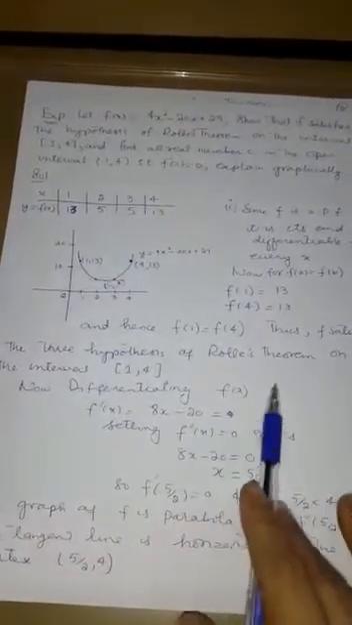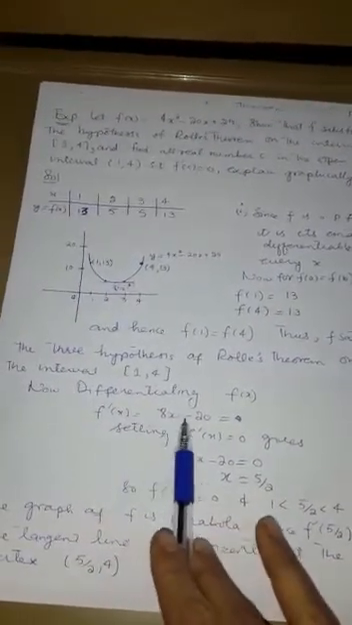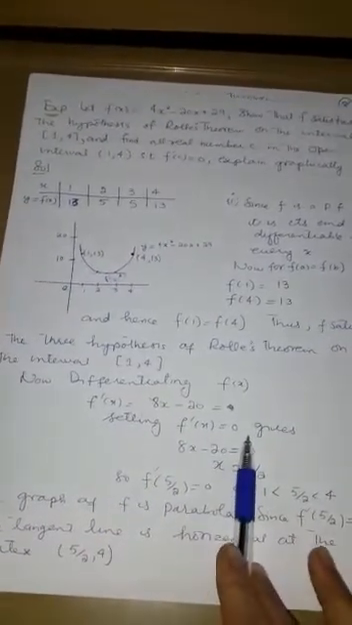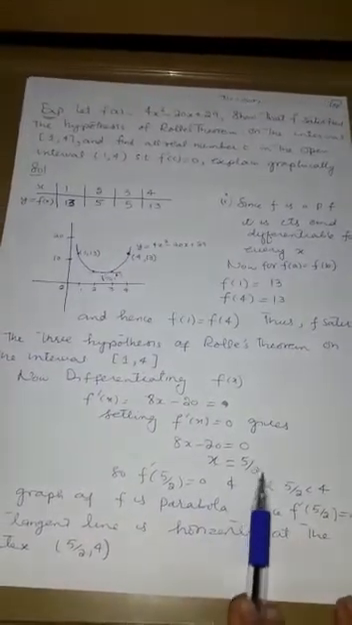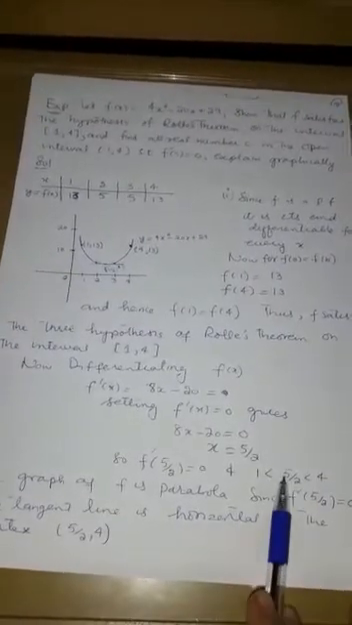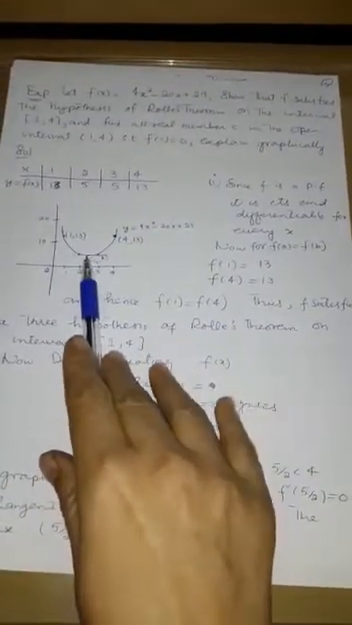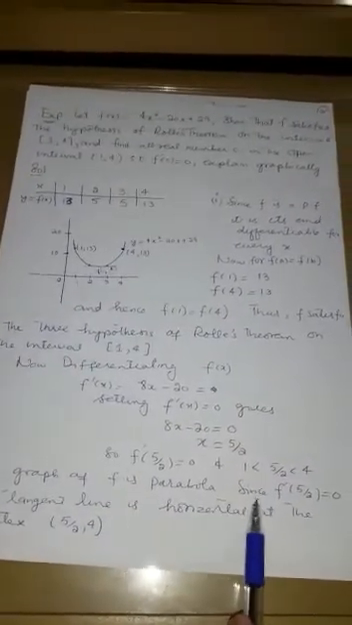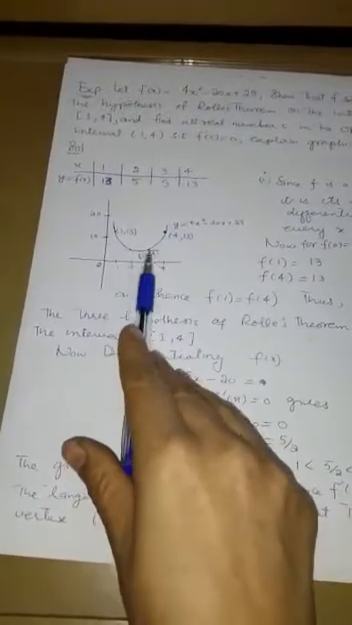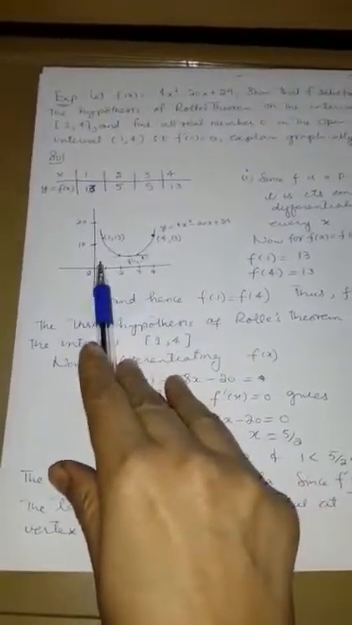Now differentiating f of x, f prime of x equals 8x minus 20. Setting f prime of x equal to 0, we get x equals 5 by 2. So f prime of 5/2 equals 0, and this 5/2 lies between 1 and 4. You can see that it is here. Now the graph of the function is a parabola. Since f prime of 5/2 equals 0, the tangent line is horizontal at the vertex. So this tangent line is horizontal here.